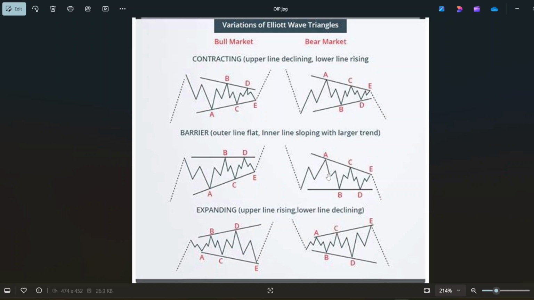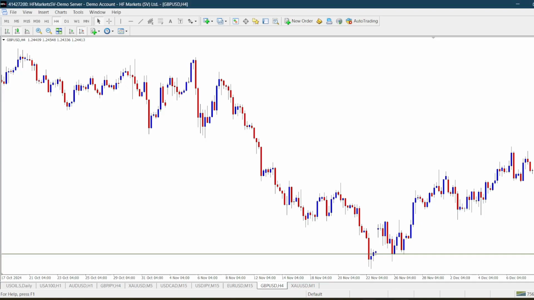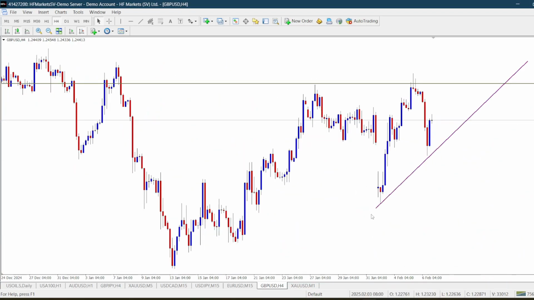Here, the lower trend line slopes downwards, and the upper trend line is flat. Here, the lower trend line is flat and the upper trend line slopes downward. Okay, it slopes down because it's called descending. The ascending is just like in this example, this is an ascending.